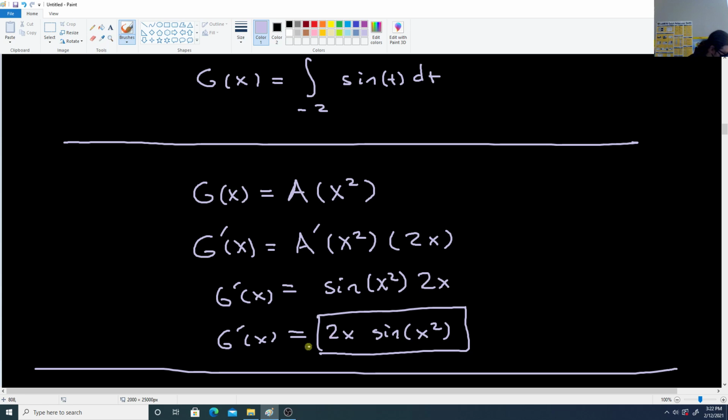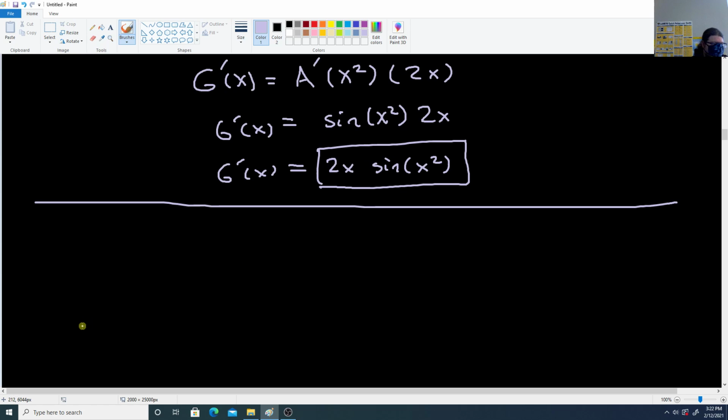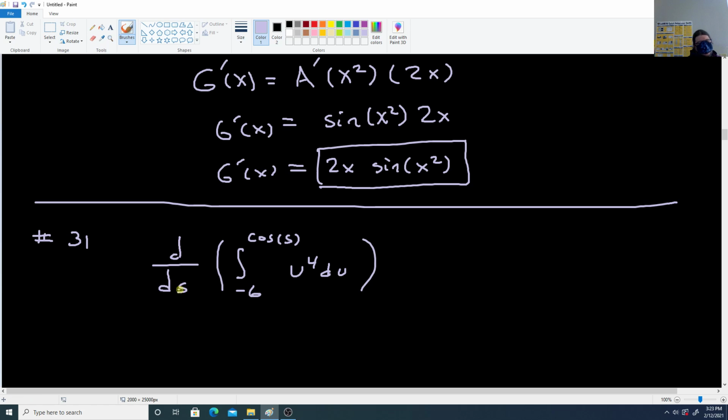I'm going to work one of the problems from our homework that has a similar type of one of these. So this will be number 31. It wants us to figure out what d/ds is of the integral from negative 6 up to cosine of s of u to the 4th du. So it's the derivative with respect to s of the integral from negative 6 to cosine of s of u to the 4th du.